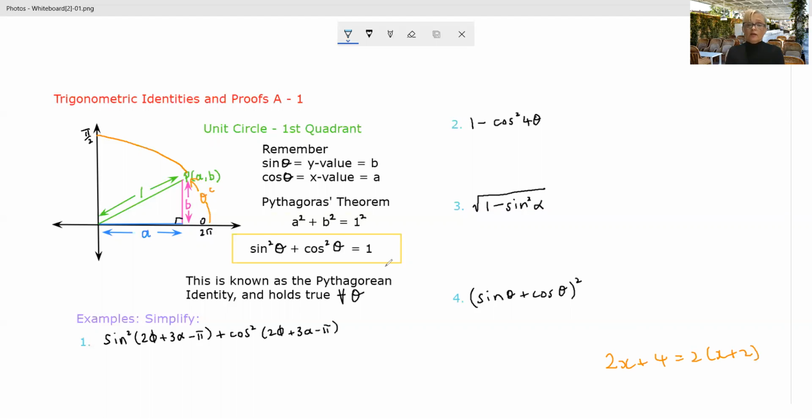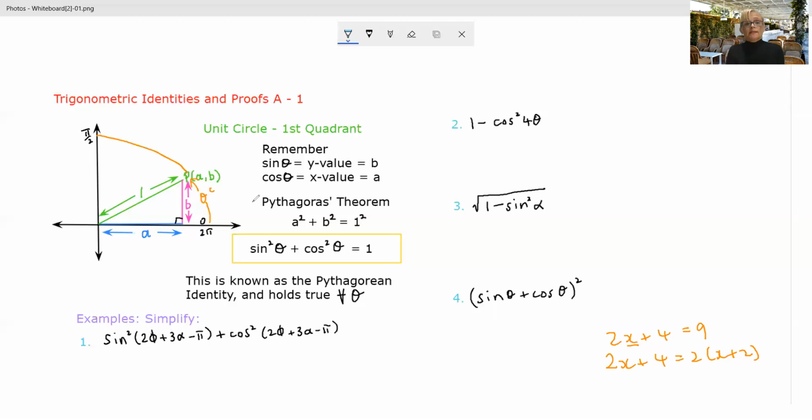However, if it only works for certain values of x or certain values of theta, so if I said 2x plus 4 equals 9, then obviously that's an equation because it only works some of the time. Sometimes you'll have an equation to solve for which there is no real solution. That's okay as well.